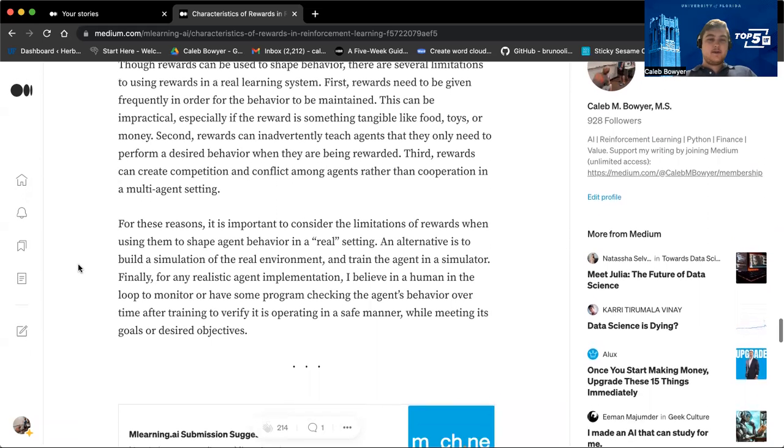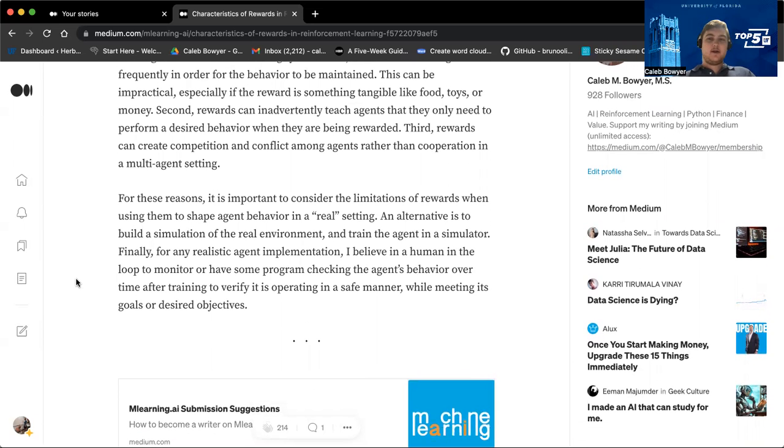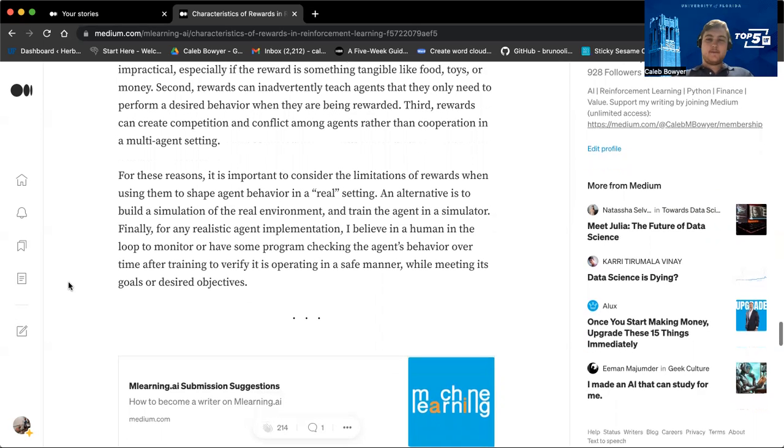An alternative is to build a simulation of the real environment and train the agent in a simulator. This is cost effective. Finally, for any realistic agent implementation, I believe in a human in the loop to monitor, or have some program checking, the agent's behavior over time after training to verify it is operating in a safe or reliable manner while meeting its goals or desired objectives.